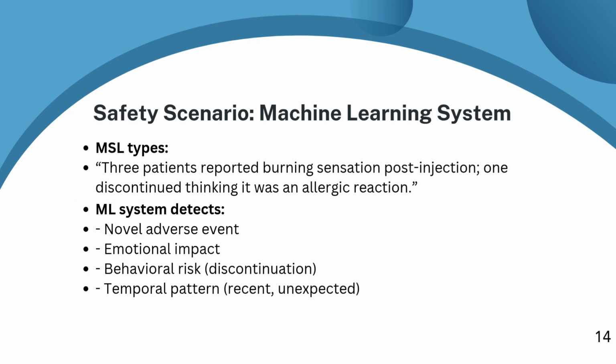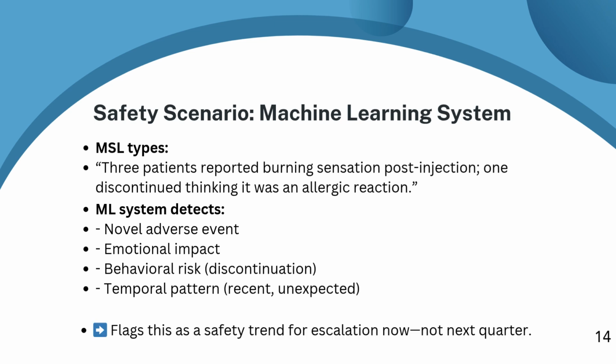It identifies an unusual adverse effect, emotional response, patient anxiety, behavior risk, discontinuation, timeline, recent and unexpected, possible emerging pattern, and it alerts your safety and PV teams to monitor this trend, not next quarter, but now. This is where machine learning shines. It picks up early warning signs and turns them into actionable insights before they escalate into brand or reputational risks.